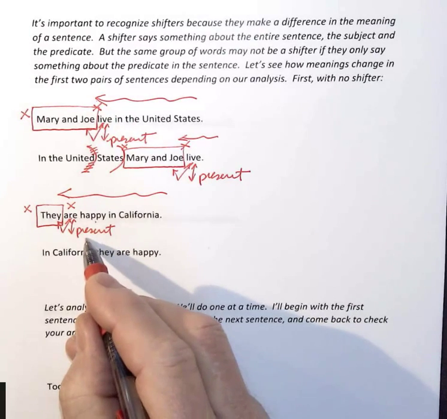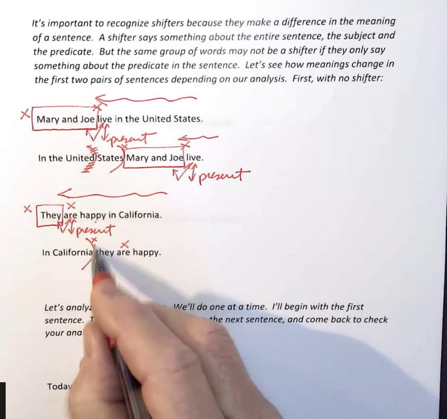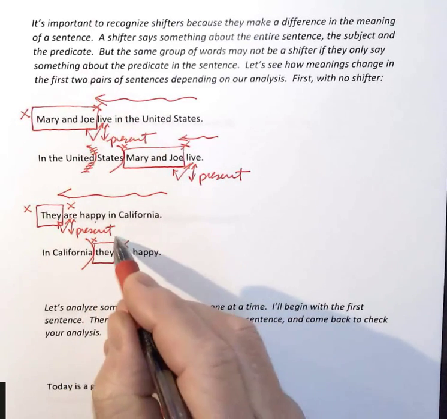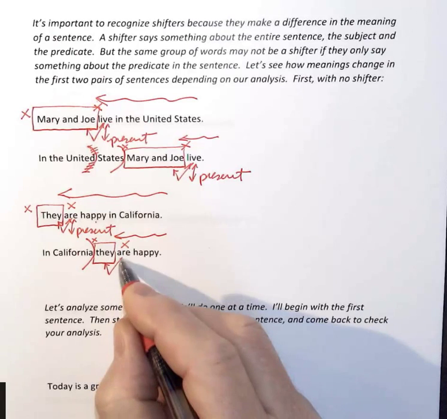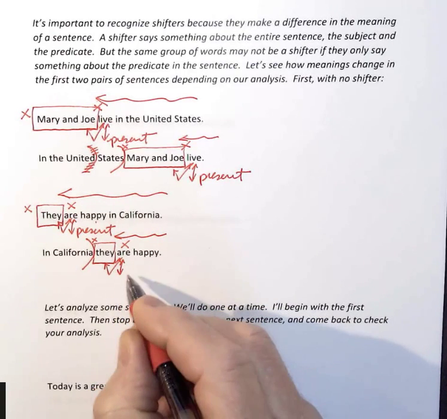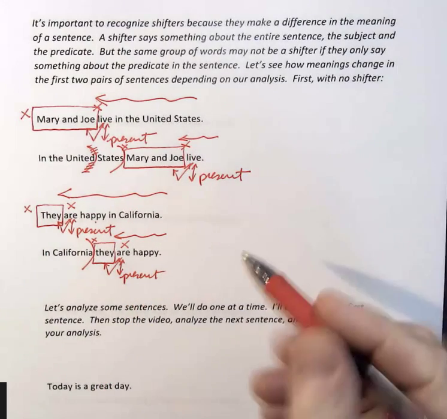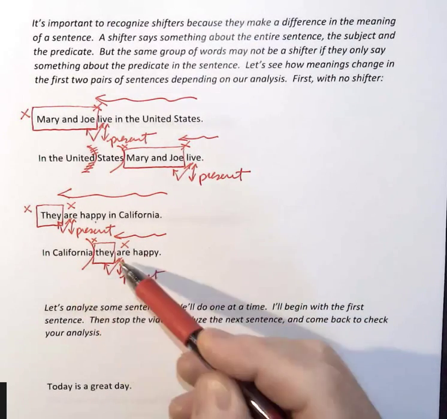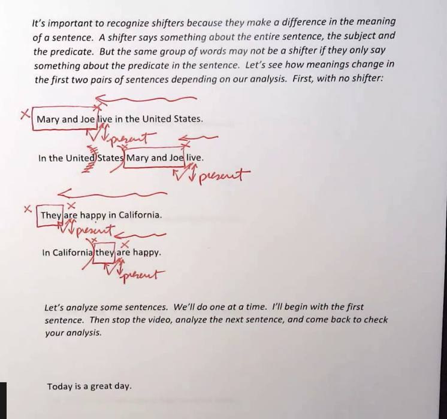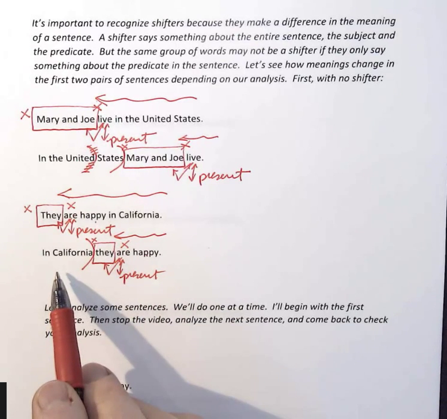Now, if I consider it a shifter, I analyze it almost the same way. They still is the subject. The predicate has changed. It only contains are happy. The ties are the same. That doesn't change. Present. But now what I'm saying is that they are happy in California. So if I take them out of California, they're really not very happy anymore. I'm emphasizing that this happiness, they are happy, only happens in California.